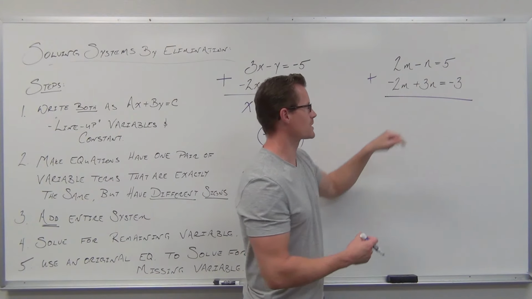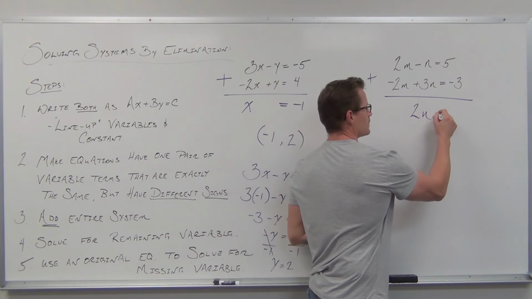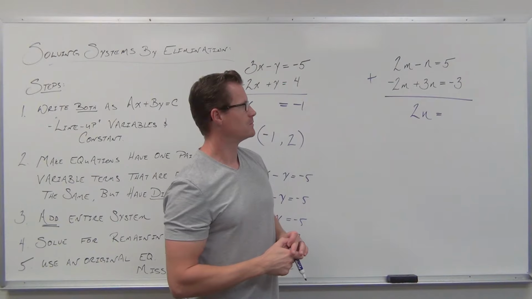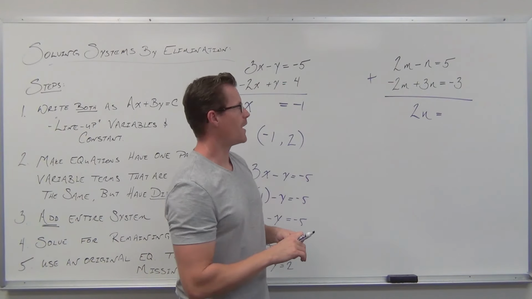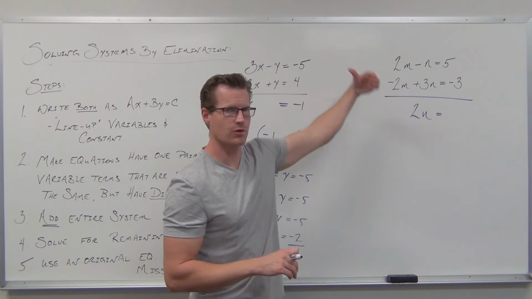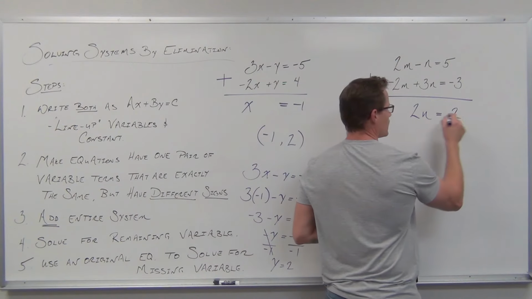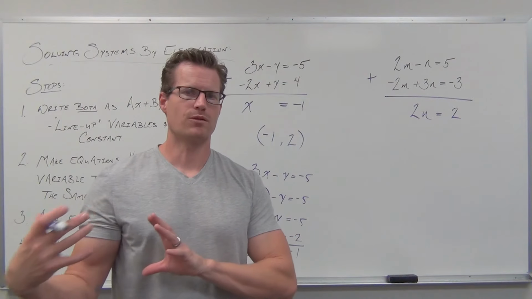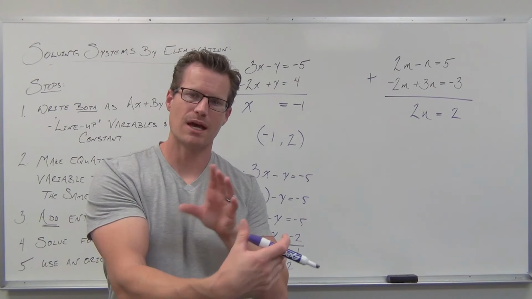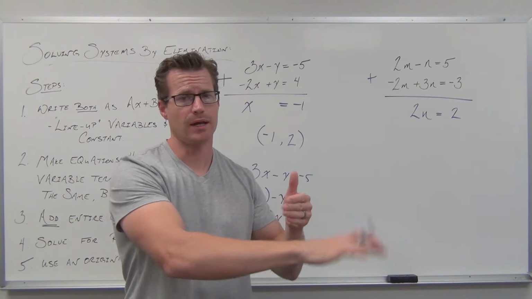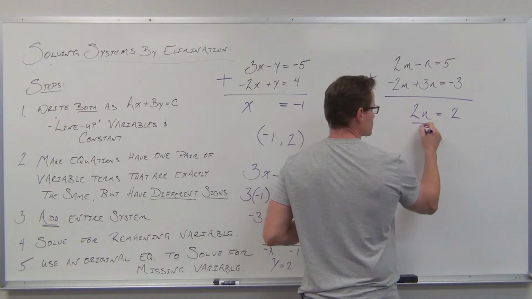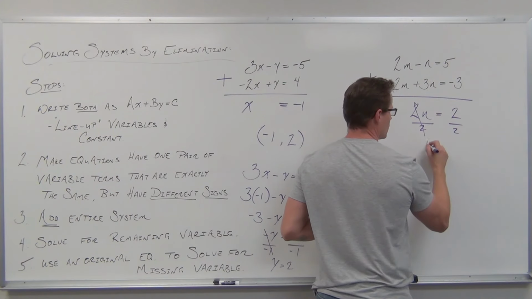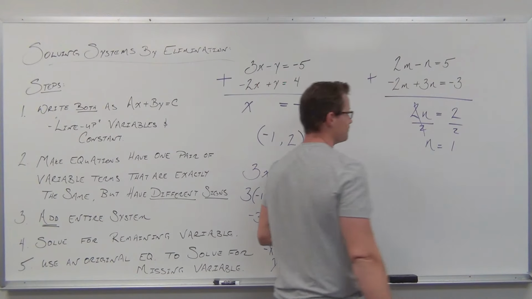-n plus 3n is 2n. My constants, that's pretty easy to add. 5 plus -3, we're just literally vertically adding. We're going to get 2. This is how most of these work. Now, most of the time when you eliminate one variable, you have one variable left and you'll have to at most divide. So all we got to do is divide. n equals 1.